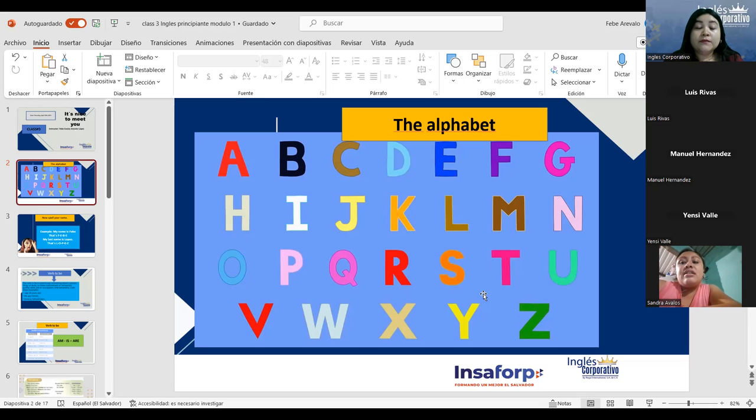Okay, so we have A, B, C, D, E, F, G. Let me just take out my magic wand. G, H, I, J, K, L, M, N, O, P, Q, R. This is not R, no, this is R. S, T, U, V, W, X, Y, Z. All right. For the last one, you need to feel a vibration over here. For the Z, you need to feel a little vibration here.